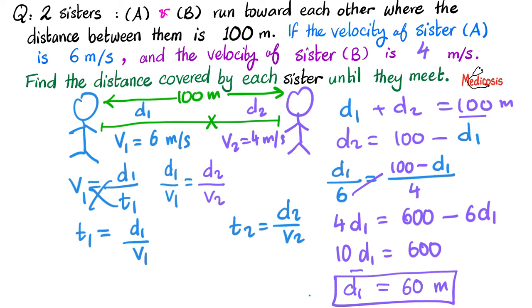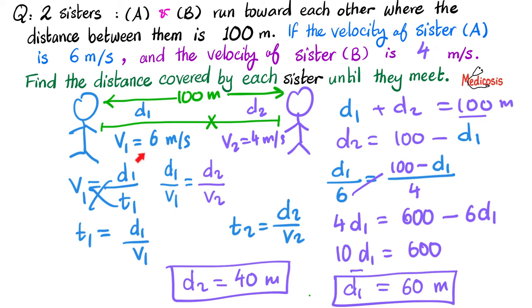So I got D1. What is D2? Well, I know that D2 has to be 100 minus D1. So 100 minus 60 is 40. D2 equals 40 meters. Now let's think about this logically. Remember that velocity is distance over time, which means the relationship between velocity and distance is direct. The greater the velocity, the greater the distance. Which sister has a higher velocity? Answer V1. And therefore, which sister will traverse a longer distance? Also sister 1, because if you're faster, you will cover more distance per time.